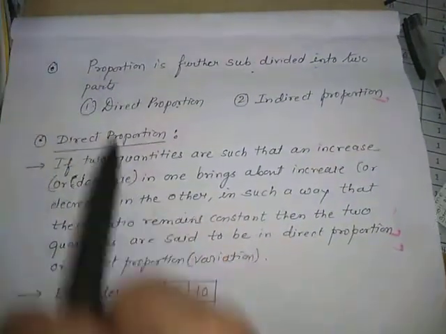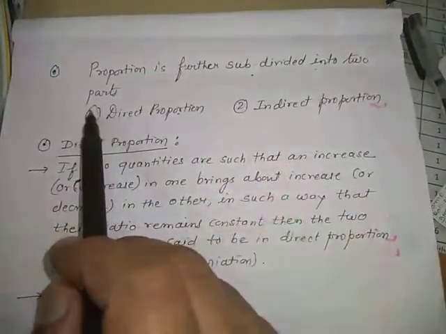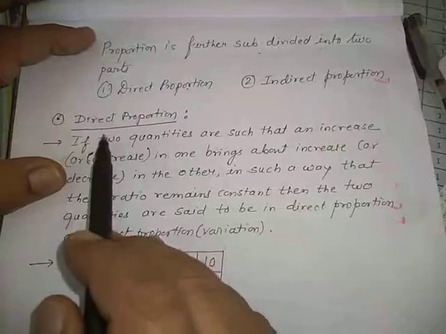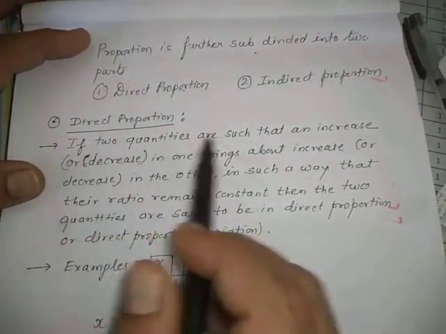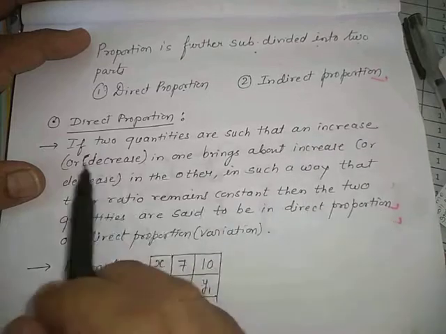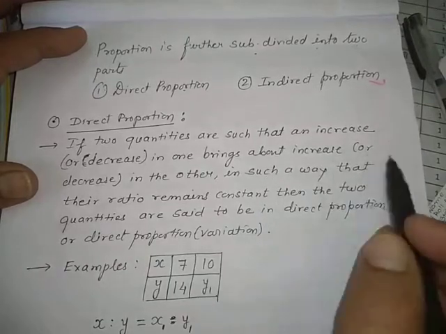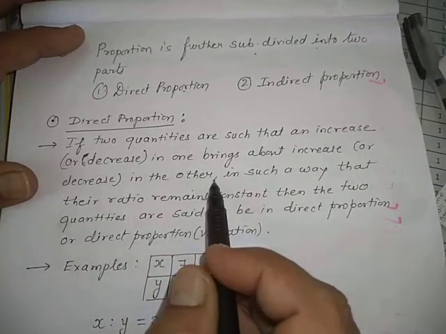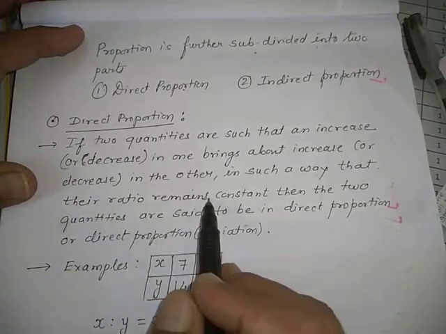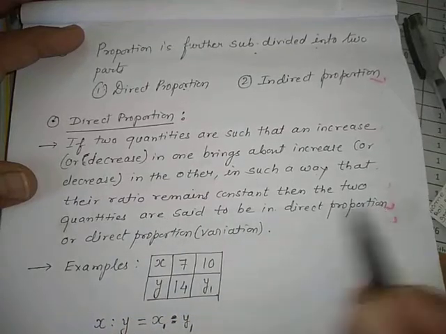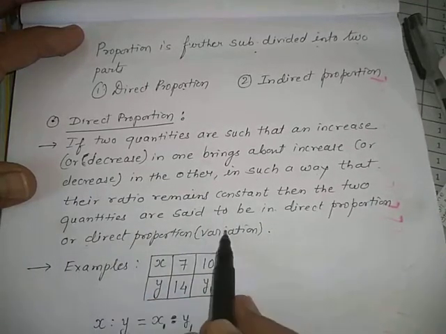Now proportion is further divided into two parts: direct proportion and indirect proportion. So direct proportion: if two quantities are such that an increase or decrease in one brings about an increase or decrease in the other in such a way that the ratio remains constant, then the two quantities are said to be in direct proportion or direct variation.